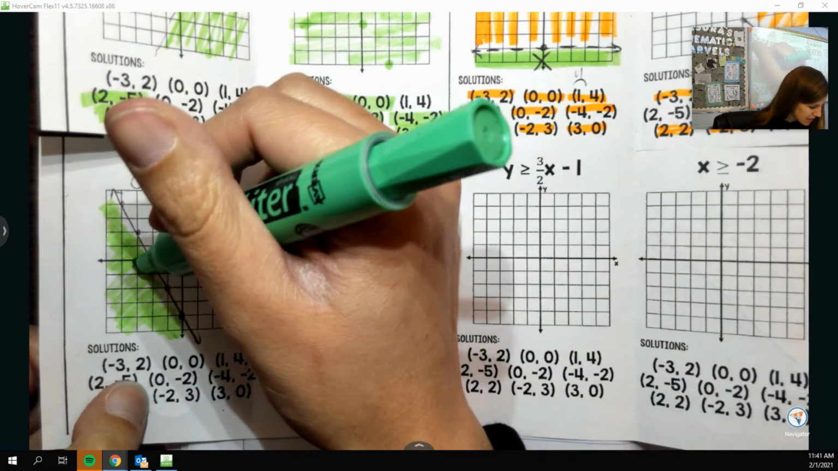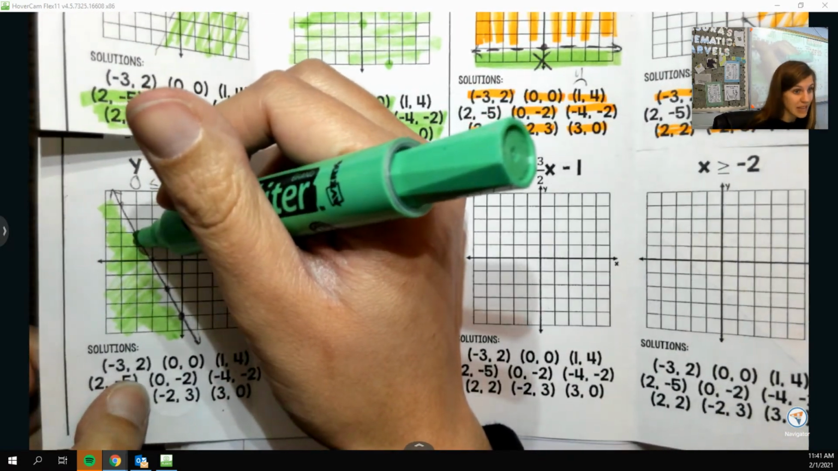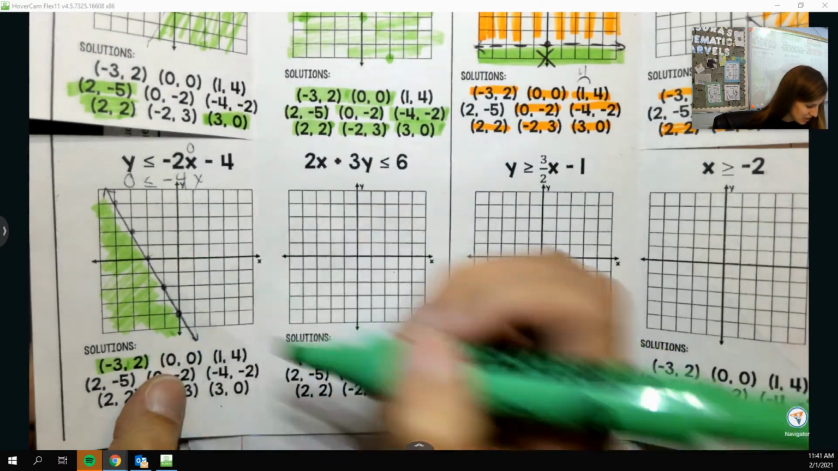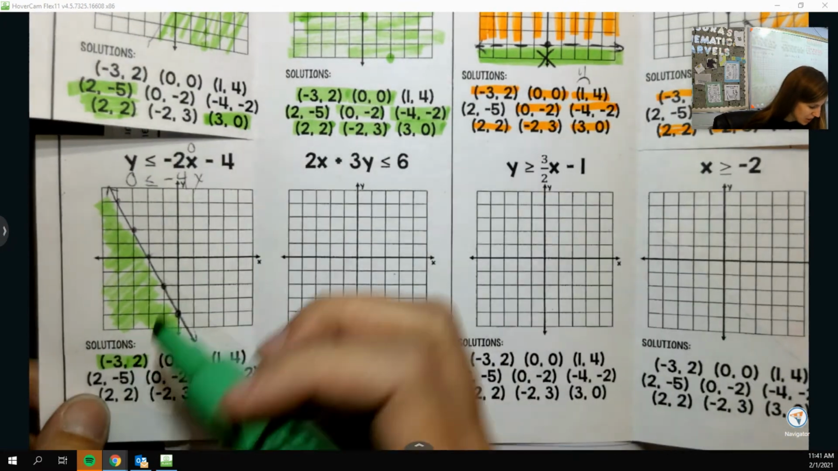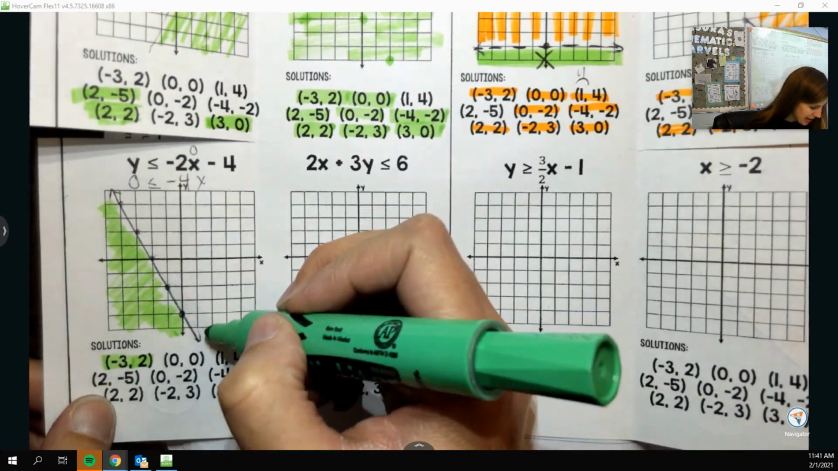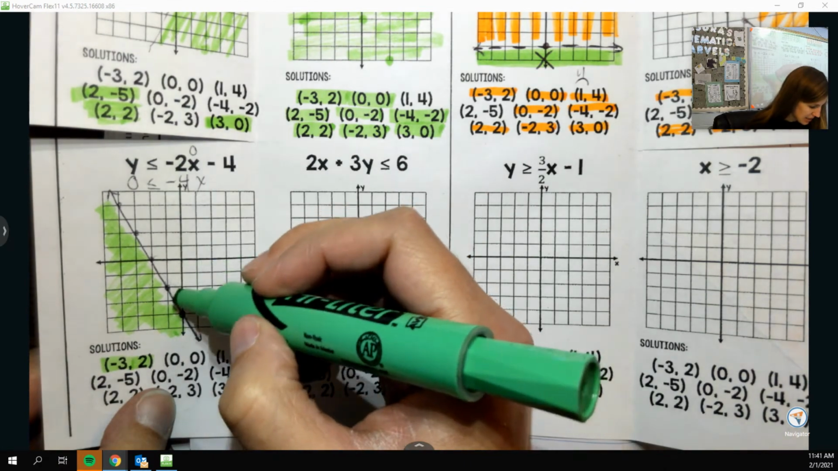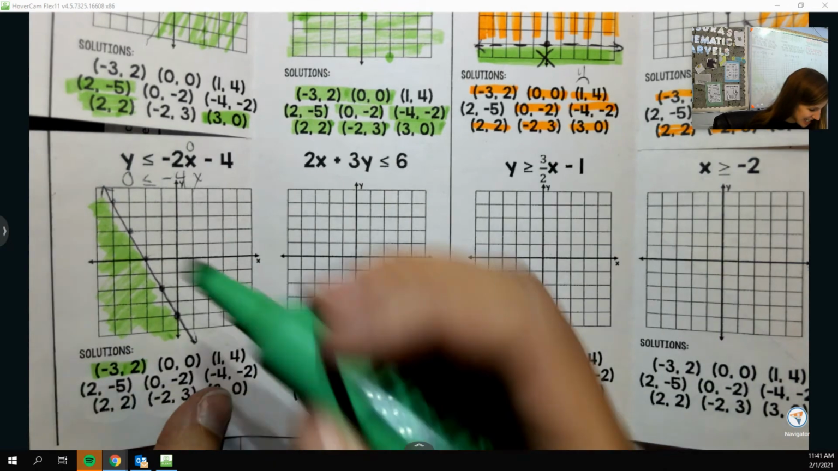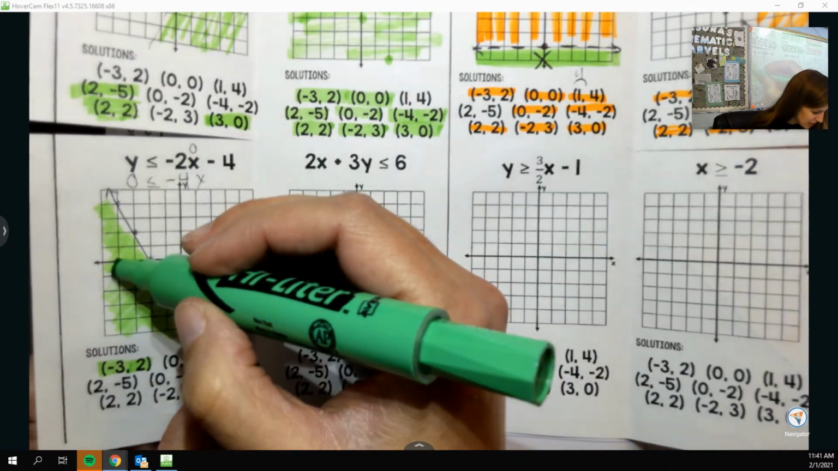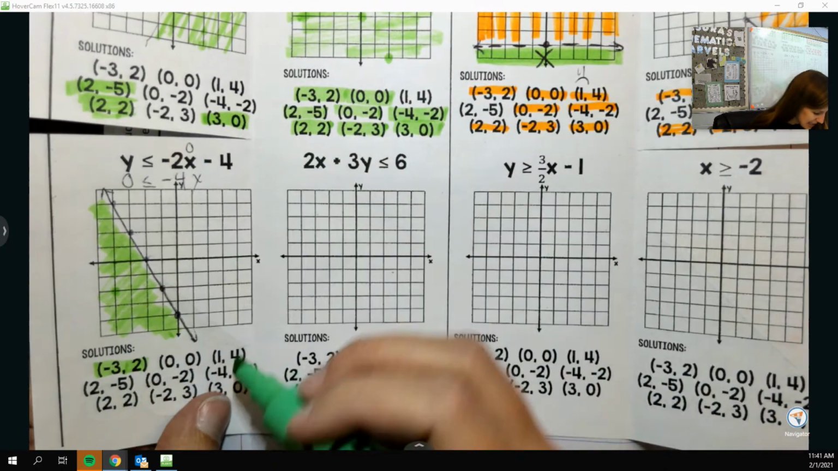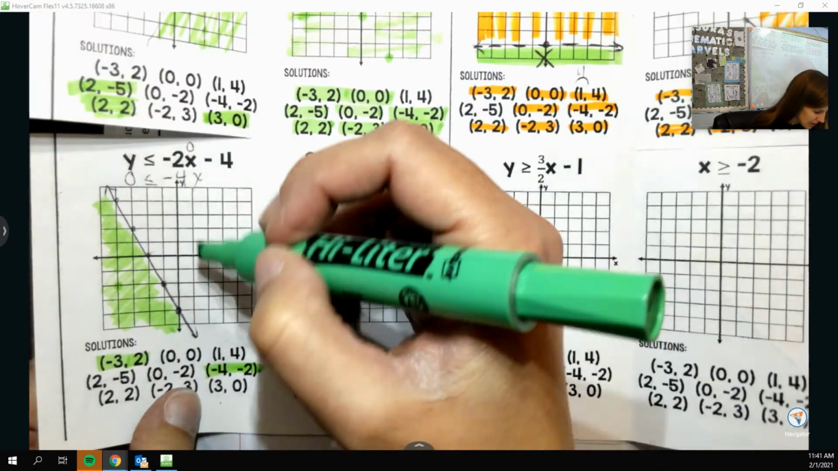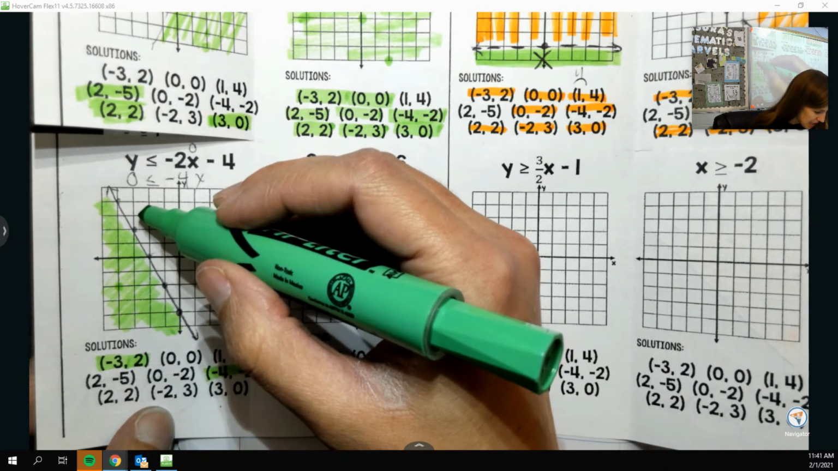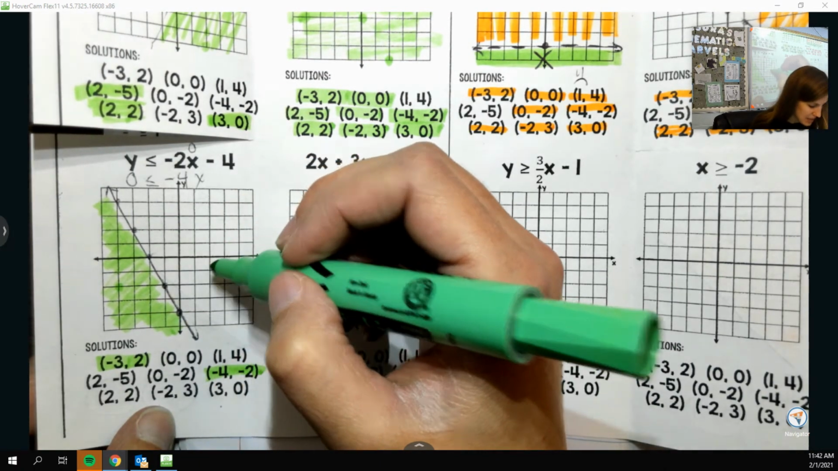So -3, 2, that's in. That's on the line. Oh my God, and it's a solid filled in line now. 0, 0 wasn't. 1, 4 is super not. 2, -5 is not. 0, -2 is not. I almost said that was. It's not. -4, 1, 2, 3, 4, comma, -2. That one is. 2, 2 is not. -2, comma 3 is not. And then 3, comma 0 is not.